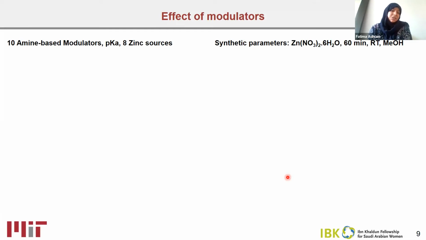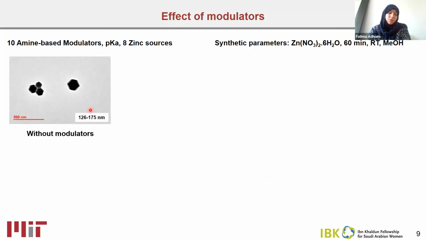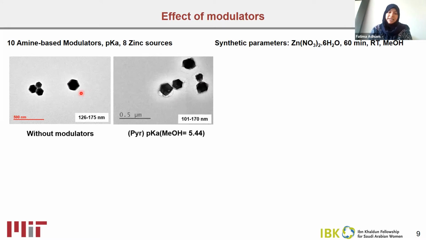So TEM results show that in the absence of the modulator, the ZIF material possesses a large particle size with a rhombic dodecahedral shape and sharp edges and corners. However, with the addition of pyridine as a modulator, with a low pKa value of the conjugate acid, we can see a slight reduction in particle size. Also, these particles possess irregular morphology, and there are no sharp edges or corners in this case.